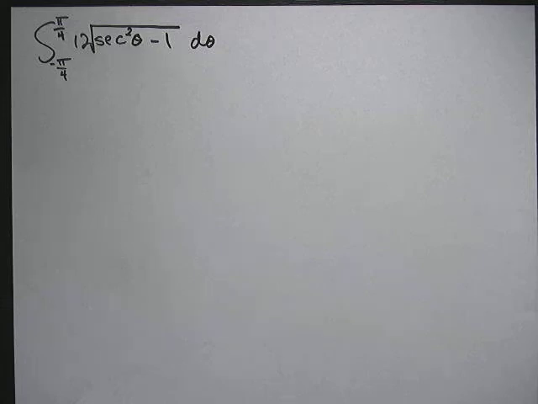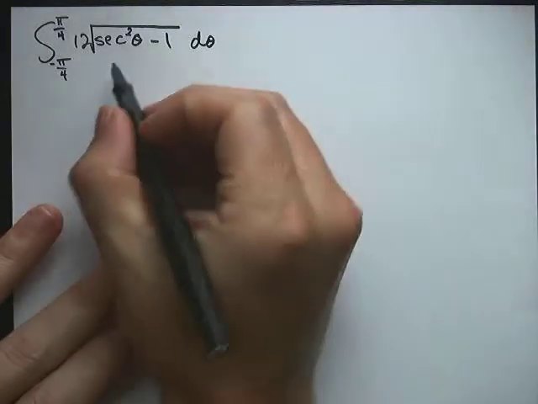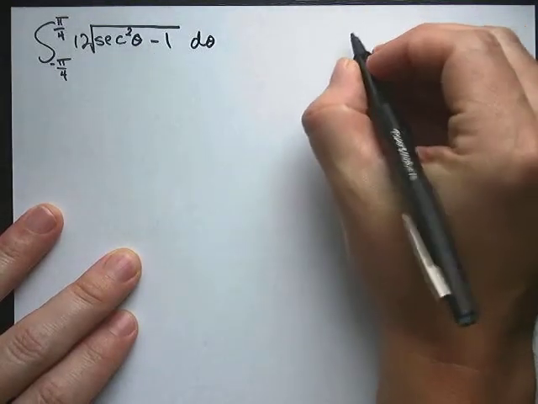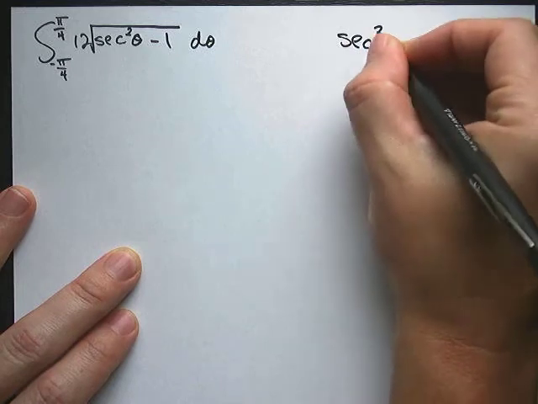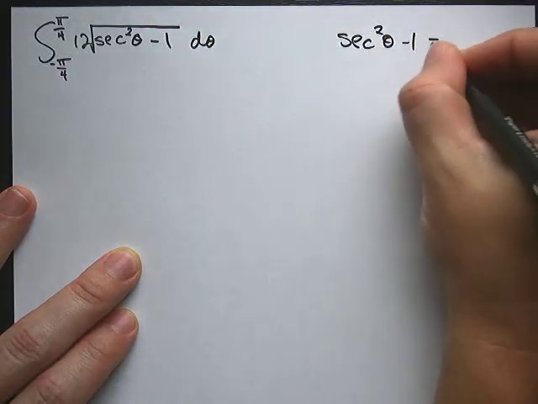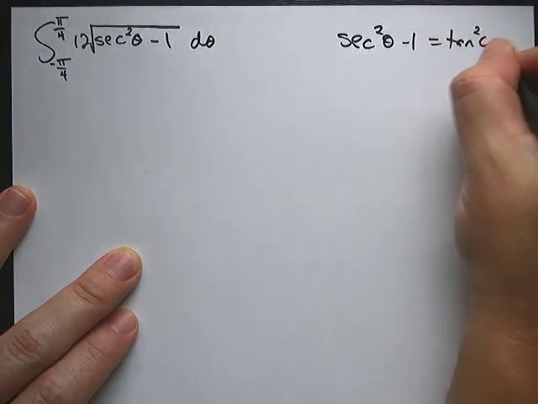Okay, for this problem, we have the integral from negative pi over 4 to pi over 4 of 12 times the square root of secant squared theta minus 1. Okay, so the first thing we want to do is use the trig identity to substitute this out for tangent squared. This is the trig identity that I'm talking about here.